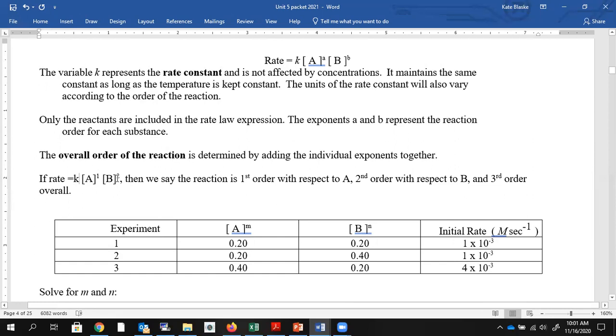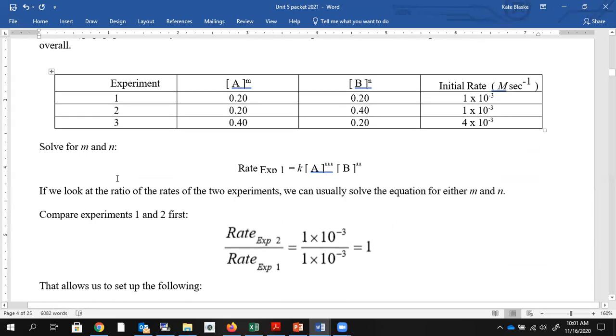Now, to find the order of a reaction, we need to look at the data given to us. So this has to be experimental data. We cannot get this from a balanced equation. So there's a couple different ways to do this.